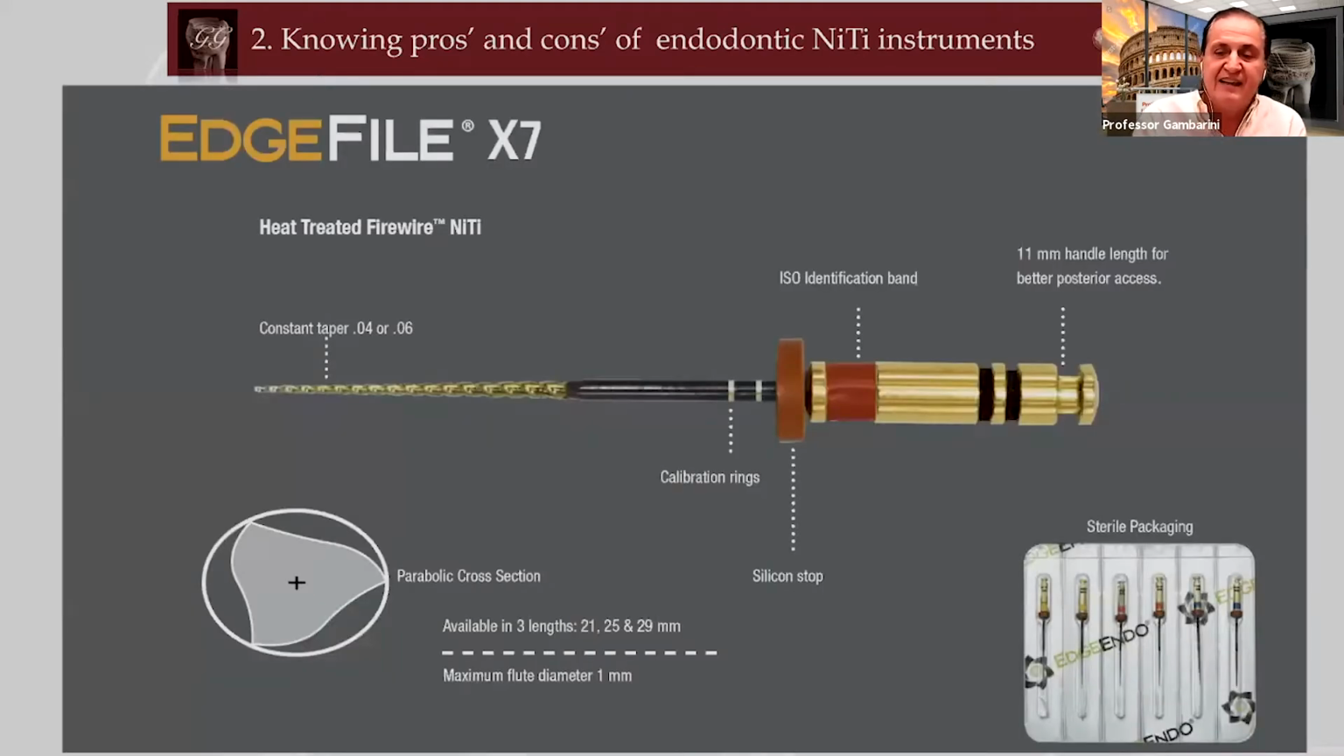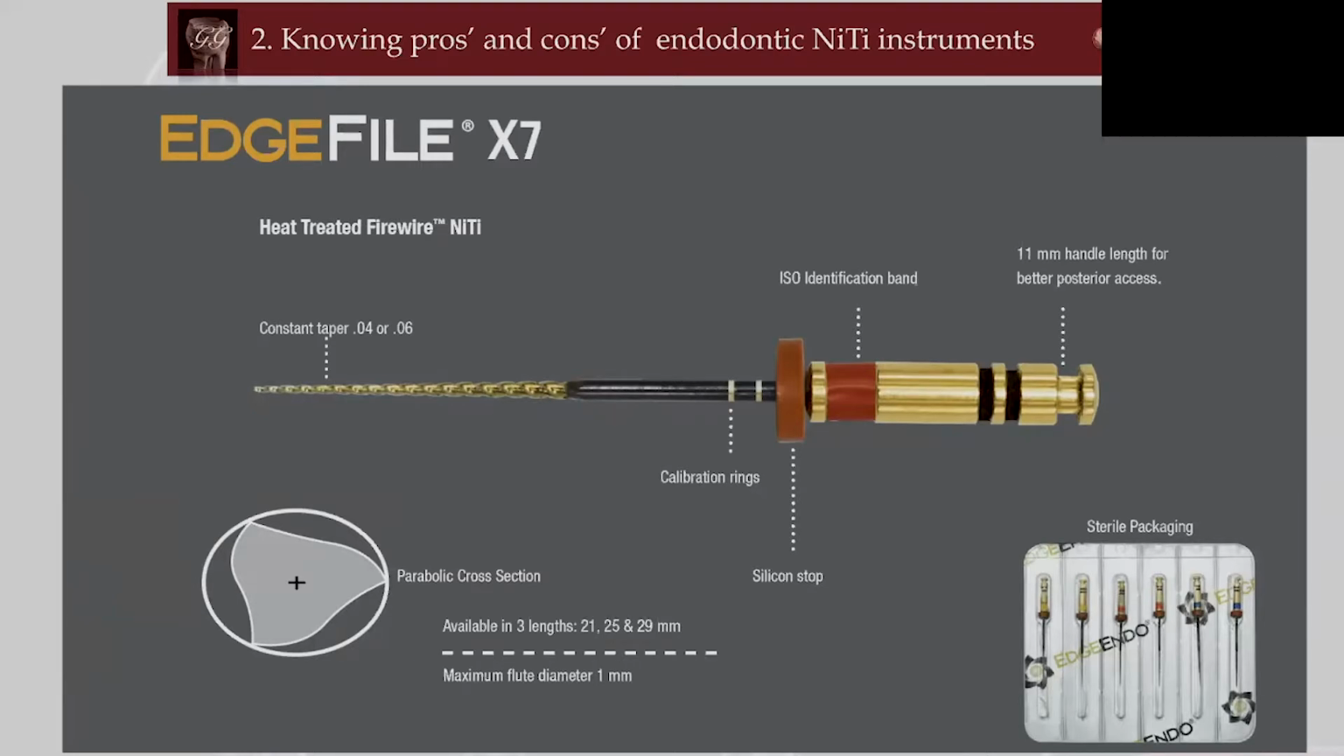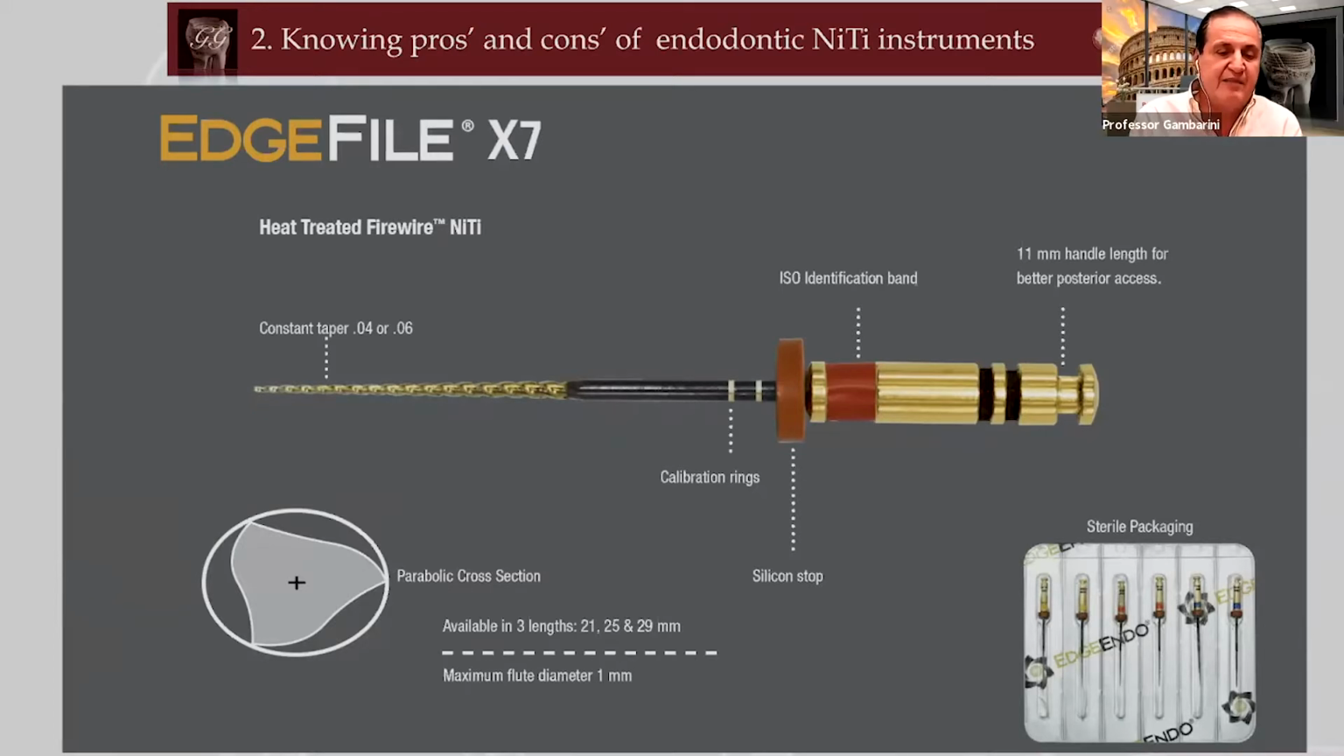So this is very clear. And so the idea was to design an instrument that follows this principle in terms of cutting efficiency, resistance, and flexibility. And this is the Edge File X7. It's a heat-treated NiTi file. It has quite a lot of interesting features, like the parabolic cross-section, the maximum flute diameter of 1 millimeter that greatly reduces the risk of screwing in and taper lock, the constant taper, and also a small endo, and we have the availability of this instrument in a sterile pack.